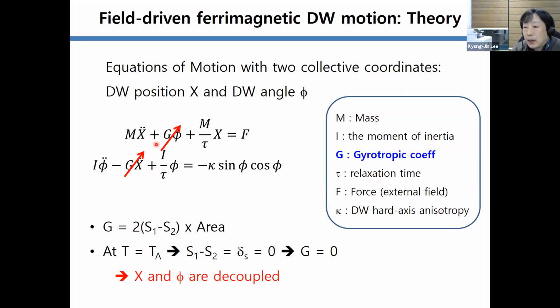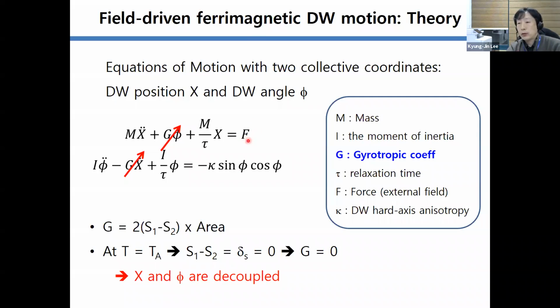Then you can find that the first equation is now a function of only x, and the second equation is now a function of only phi, which means that x and phi, the domain position and domain angle, are completely decoupled. And here F is the force. So if you apply the field, this is the field. If you apply the torque, the spin-orbit torque or spin transfer torque, this is the torque term.